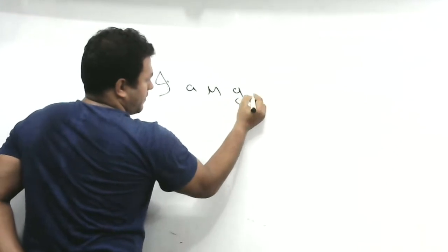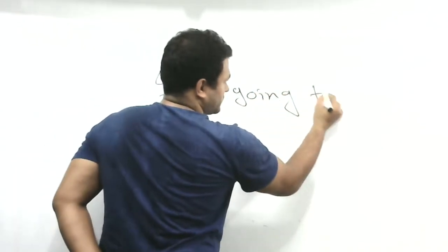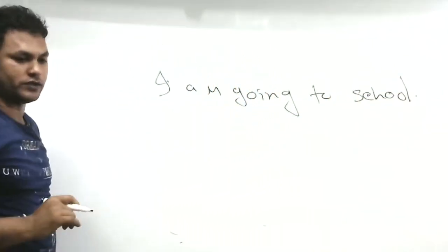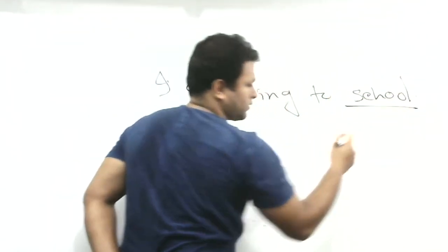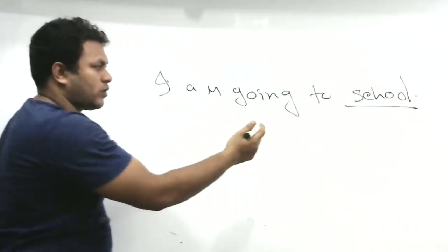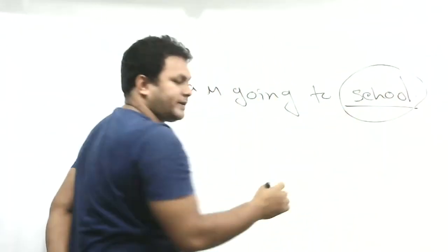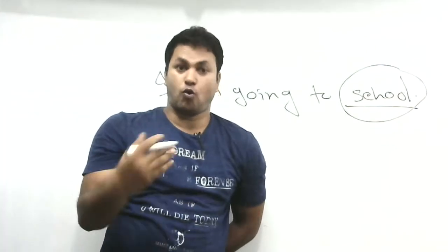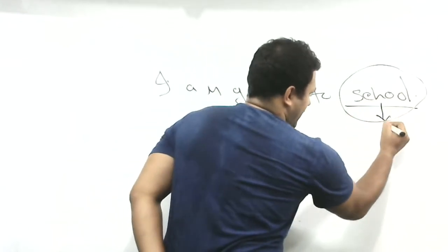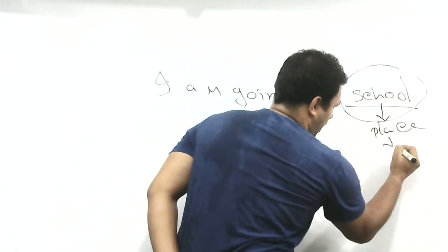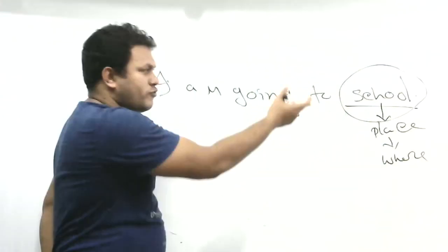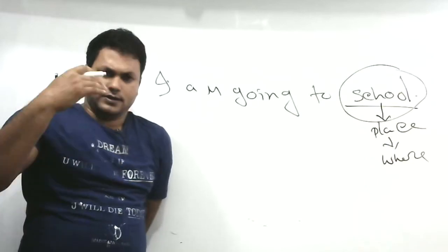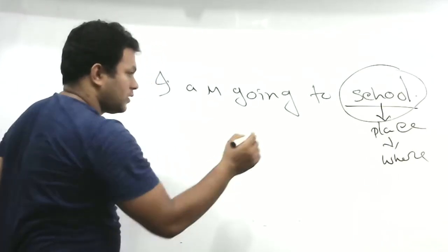I am going to school. So how do you make WH questions? Look at here at the last word. You will have to look at the last word. This is indicating a place, and whenever you ask about a place, you will have to take the WH word where. So it is indicating a place. That is why you have to take where as the WH word. So first of all, I am taking the WH word where.